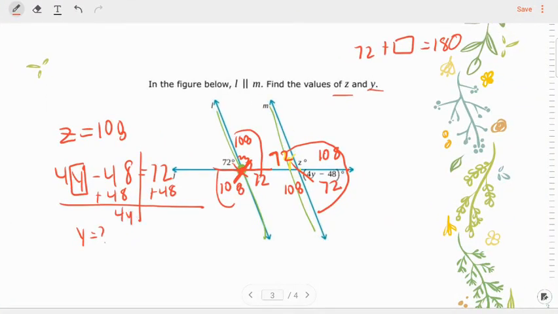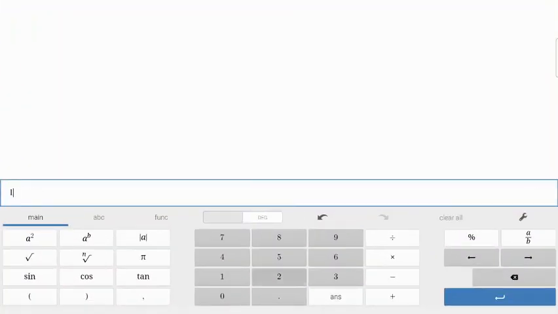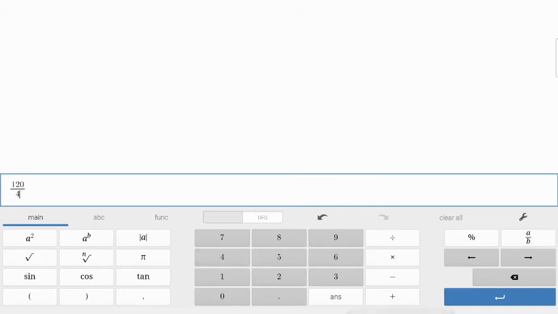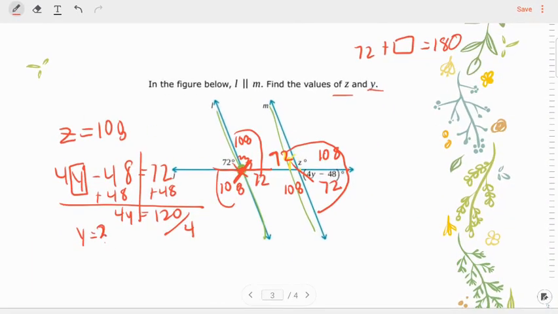So 4y is equal to 120, divided by 4. 120 divided by 4 is 30. So on this one, y is equal to 30. Z is equal to 108. Okay, so I've got this pattern going on.